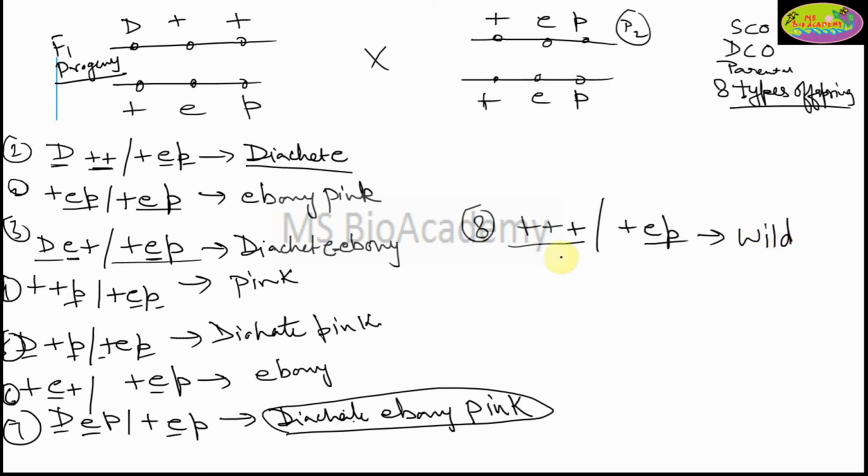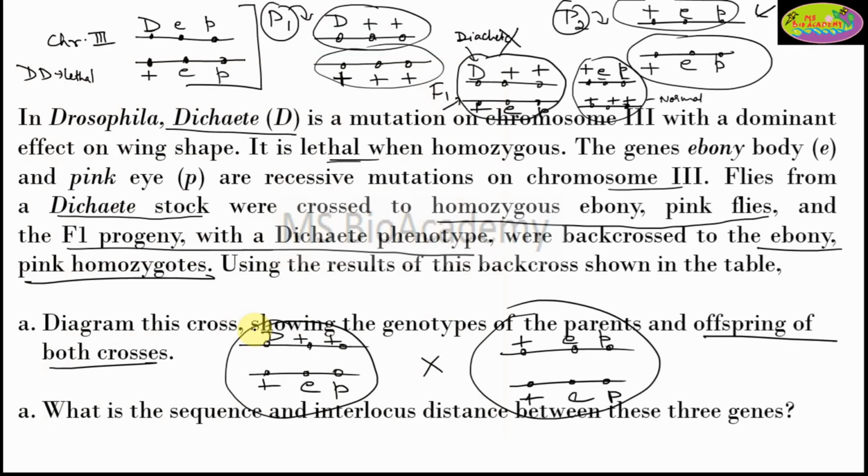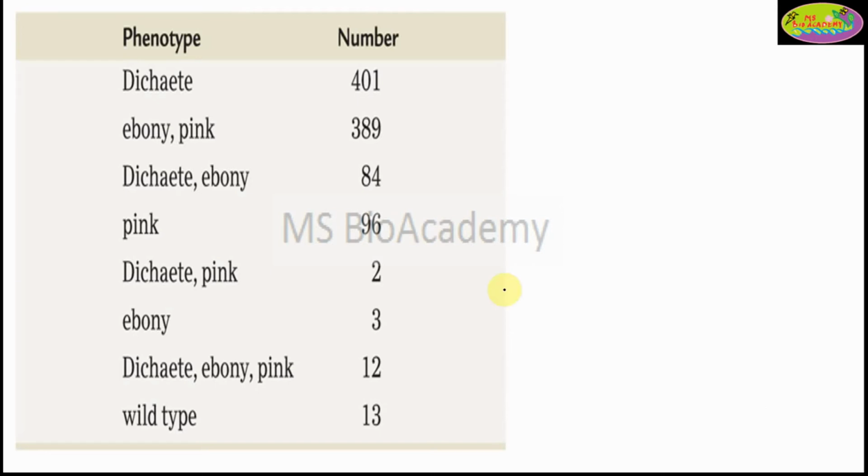So these are the different offsprings which we are going to get, and this is the same offsprings genotype which is being mentioned in this particular table also, which they have asked for the second part of this question. Now in the second part, they have asked: what is the sequence and the interlocus distance between these three genes? These are the three genes which we have talked about. What are the three genes? D, E and P, right?